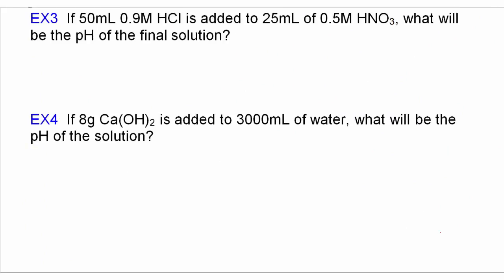If 50 mils of 0.9 molar HCl is added to 25 mils of 0.5 molar HNO3, what will be the pH of the final solution? Notice that this question is really the same thing as what we just did. It doesn't matter that these acids are different. They're both strong acids. So we do the exact same thing. We find that the concentration of hydrogen ion is going to be the total moles of the hydrogen ion divided by the total liters. So do the exact same thing, okay?